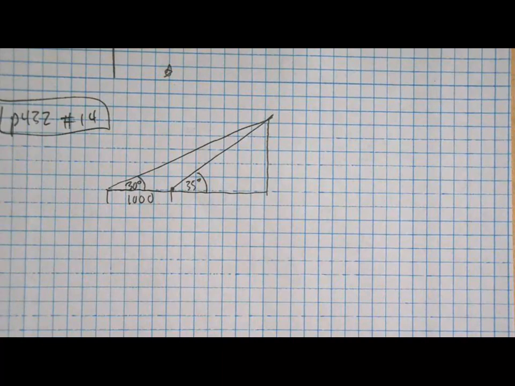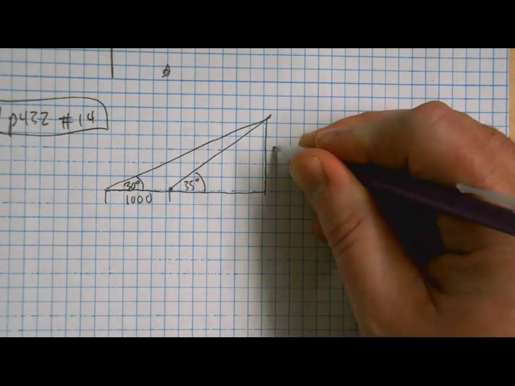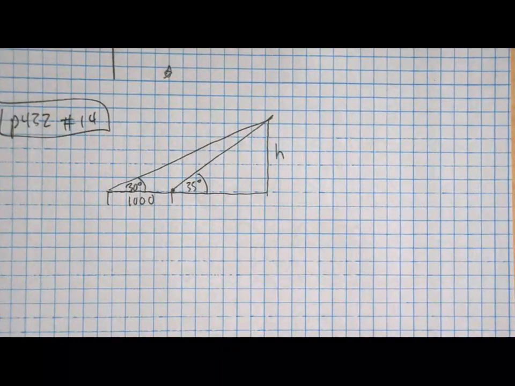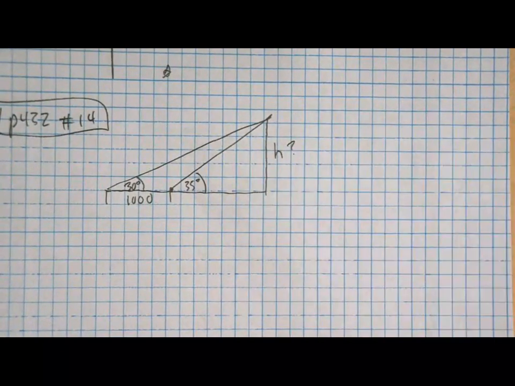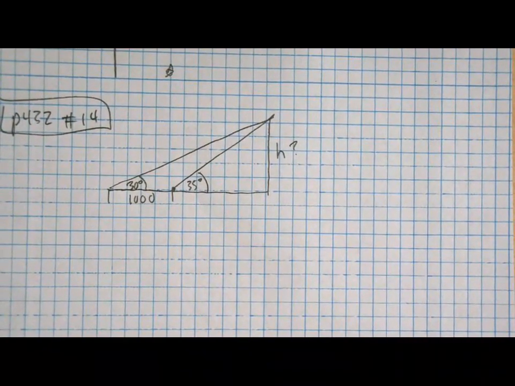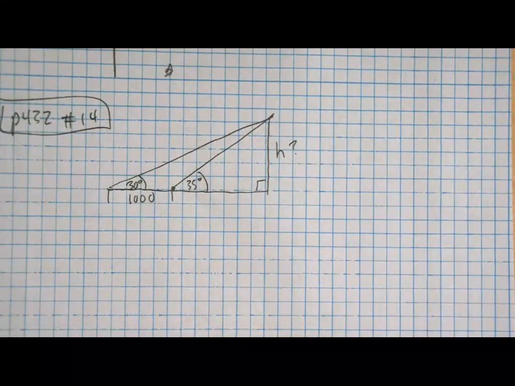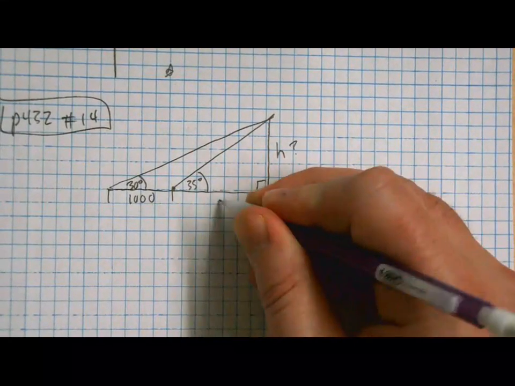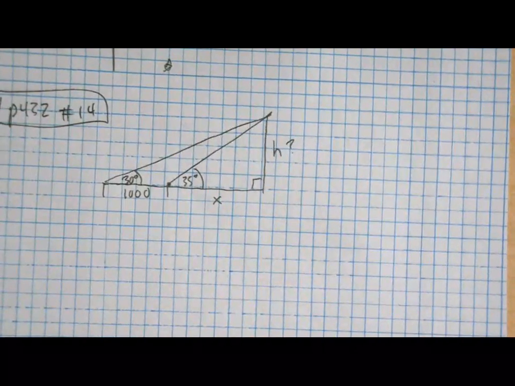And they want us to know how tall this thing is. I'm going to call it h for now. That's what we're solving for. And there's another important distance here. By the way, this is going to be a right triangle, a couple right triangles. I'm going to call this distance here x.